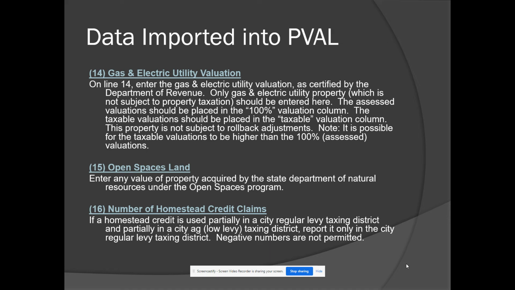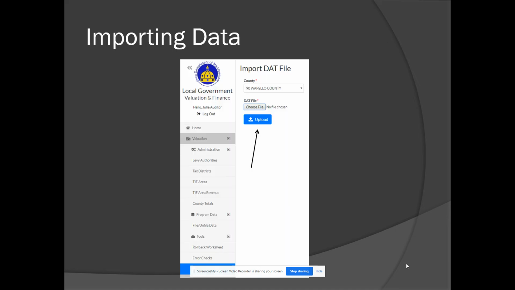And number 16, you're going to be reporting the number of homestead credit claims. So that's in a nutshell the type of data that you're going to be submitting to the system. And again, this is going to come from your software system as a .dat file.